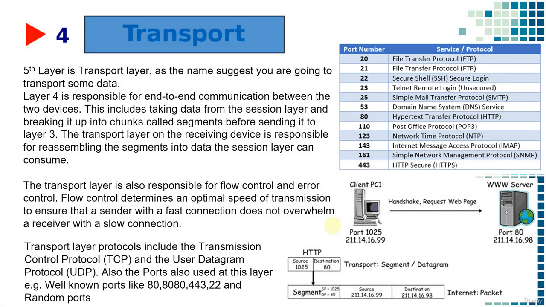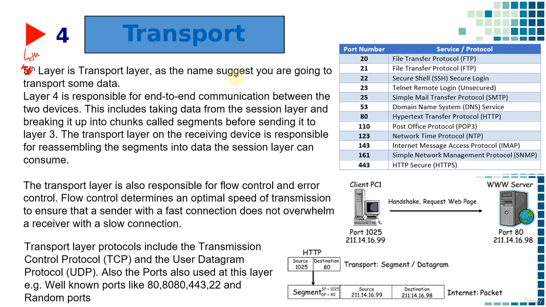As you can see, I didn't have enough space, so I tried to squeeze everything into a single slide, because time is very crucial and we don't want to waste your time and mine as well. So let's very quickly talk about the transport layer. The fourth layer of the OSI model is the transport layer. Sorry, I said fifth layer. This is the fourth layer.